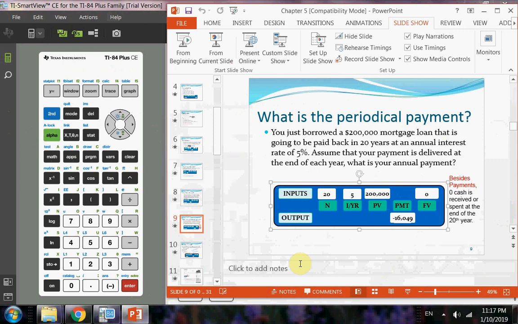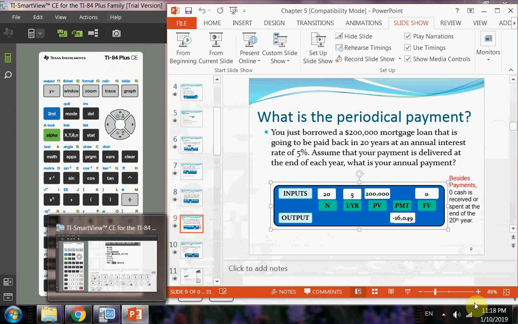The house payment basically is $200,000 being paid out, and you receive a house. That's not a financial relationship. That's basically a consumption. But for the financial relationship, it is $200,000 being received today and $16,000 being paid every year for the next 20 years. So that's how we define the direction of our cash flows. So that's how we put positive or negative signs in front of the cash flows.